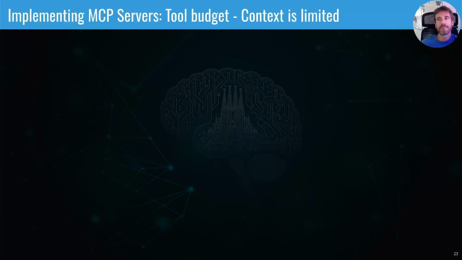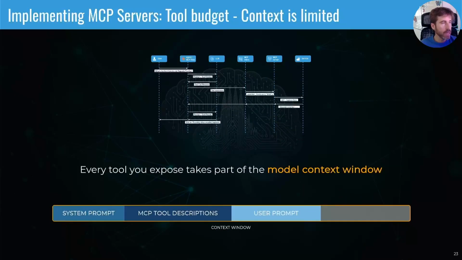And finally, when implementing your MCP server, you should also consider the tool budget. What's the tool budget? It's the number of tools that your MCP server is actually exposing. And if you remember in this sequence diagram we saw before when we were talking about the MCP overview, at some point the agent, the assistant, is actually sending the prompt plus the tool context to the LLM. So this is what we see here in the bar chart below, right? LLMs have something that we call the model context window, which is the maximum number of tokens that it can process at once.